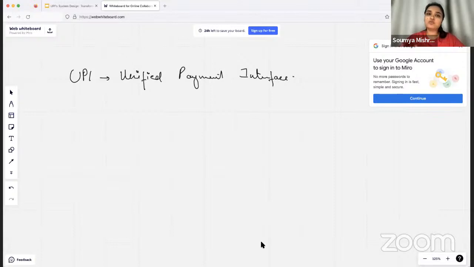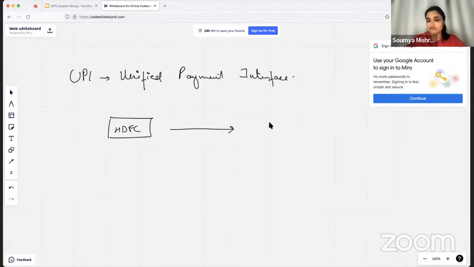So UPI, I guess, we started using very heavily from 2016, 2017, right? Before that, what did you do? Correct. We did net banking, right? NEFT, RTGS, IMPS. There were a lot of things that we did before UPI. All right. So say this is my HDFC bank account. From my HDFC bank account, I want to send some money to my friend's ICICI bank account.